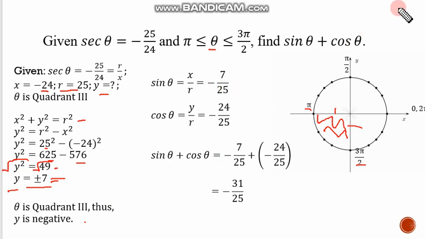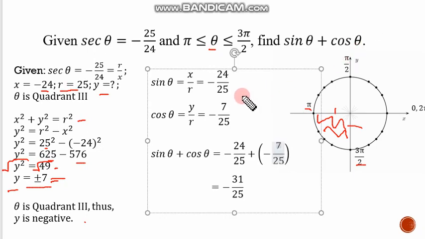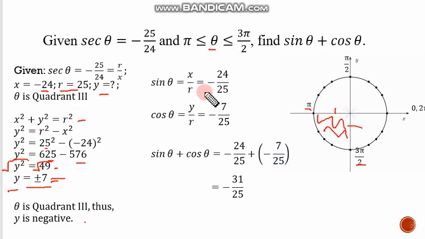Let's edit first. Okay, so I changed the values now. So the sine theta is equal to y over r. So the y is negative 7 over the r is 25. Now, the cosine theta is x over r. So the x is negative 24 over the r is 25.